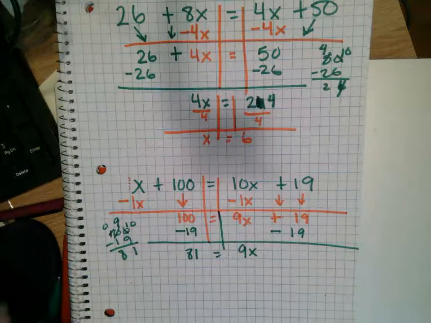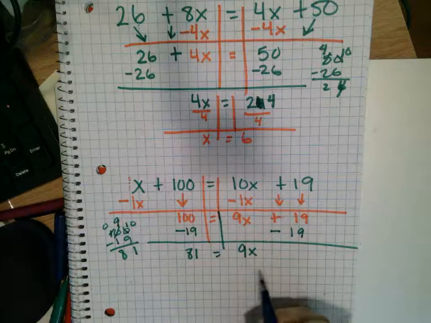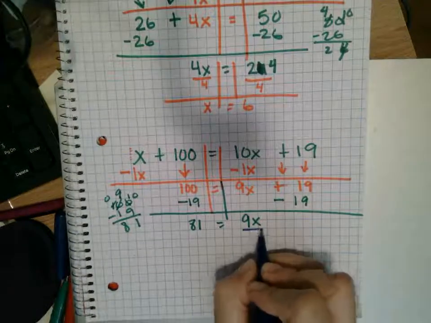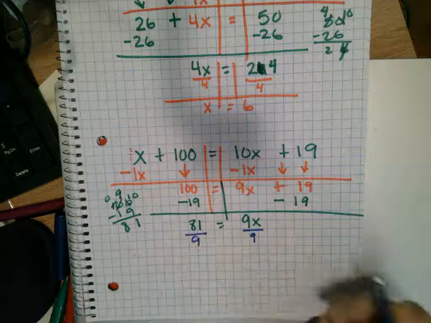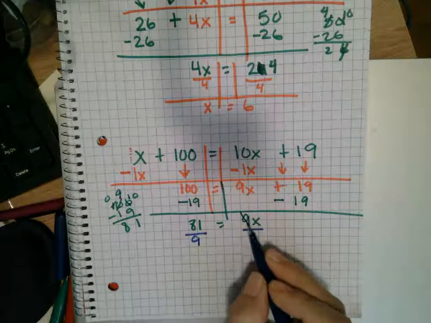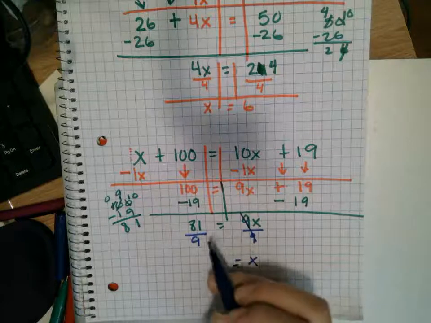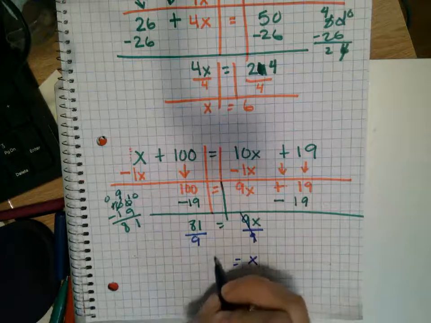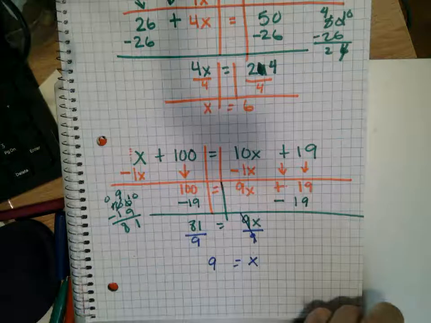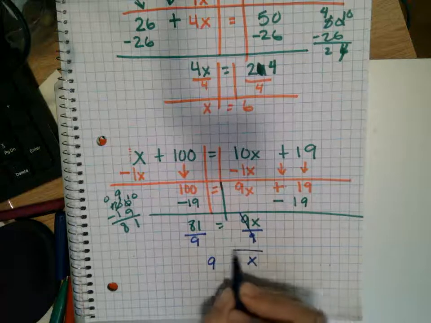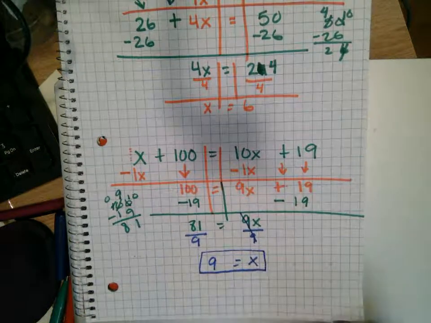Now, how do I get x by itself? How do I move the 9? I'm going to divide by 9. Divide by 9. That eliminates this. And all I am left with is x equals, and then I got to do the math. 81 divided by 9 is 9. That's it.